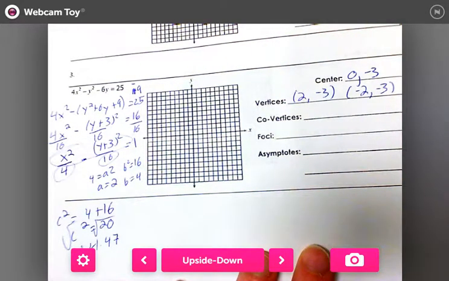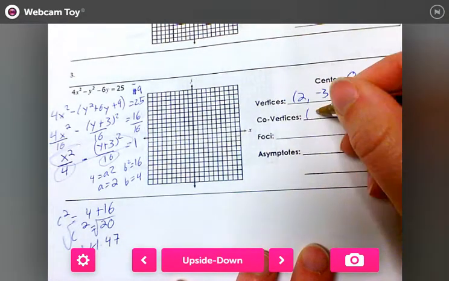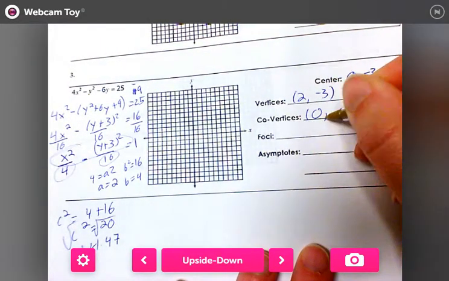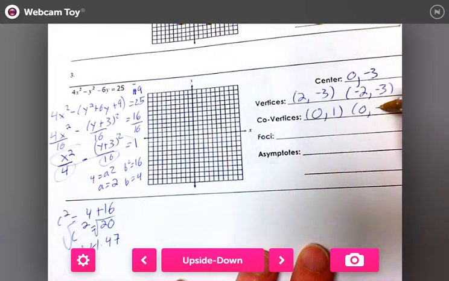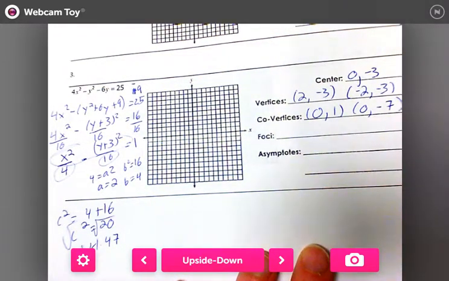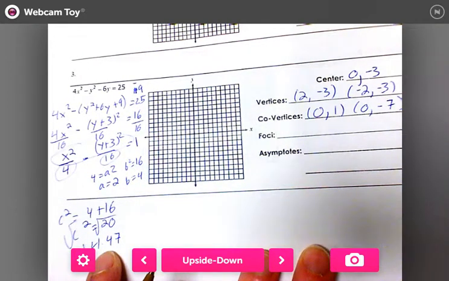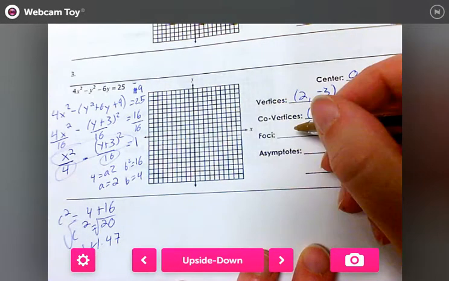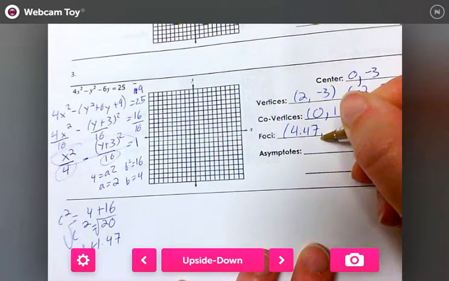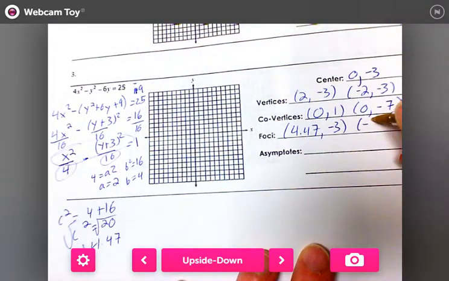My co-vertices are going to be changing the y, okay? And I'm going to be changing the y by 4. So it's going to be 0, comma 1 and 0, comma negative 7. The focus points, I'm going to add 4.47. Please stop talking while I'm trying to teach. 4.47 to 0, so it's 4.47, comma negative 3, and negative 4.47, comma negative 3.